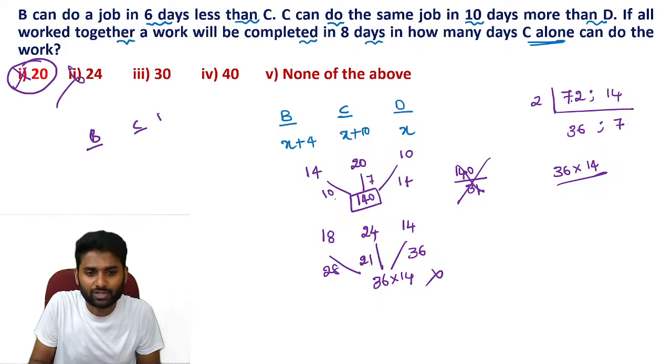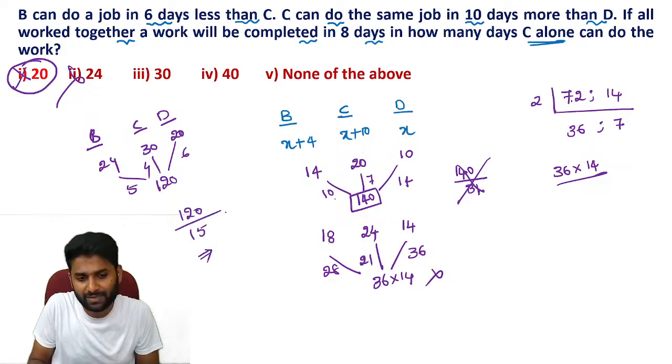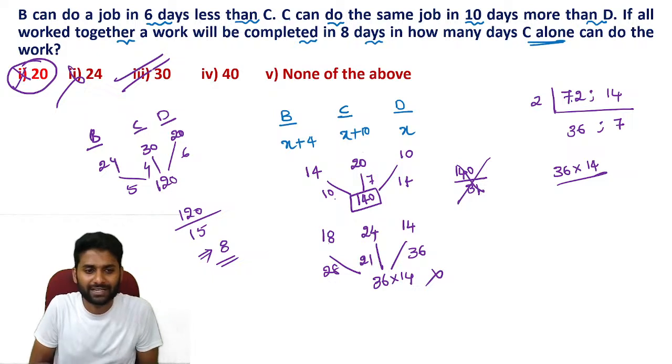Let's take the other option. 30. So definitely this is 20, 6 less, so 24. Here let us take the LCM as 120. So this is 4 units, here 6 units, here 5 units. If 120 is divided by 15, and 15 is multiplied by 8 times, definitely it is 120. That's why here C alone can complete the work in 30 days.